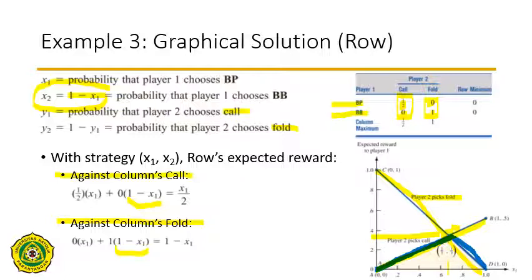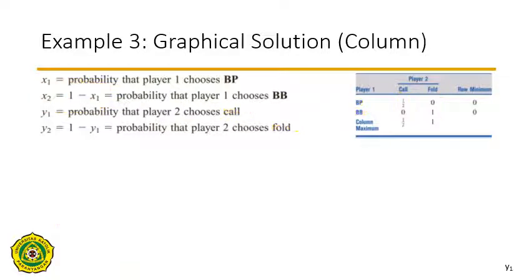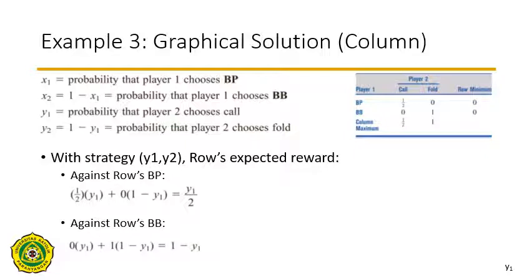So x1 equals 2/3 is the optimal solution for the row player. Now we are going to take a look at this game from the column player's point of view. But because the reward matrix shows the reward for the row player, we're still going to calculate this with respect to the row's expected reward.